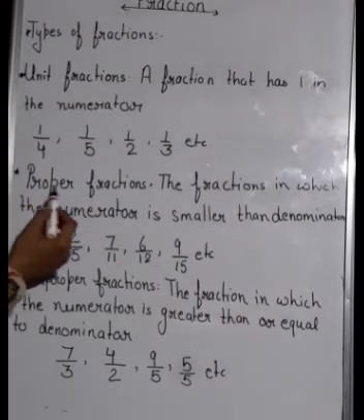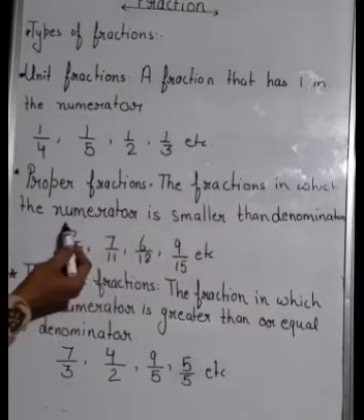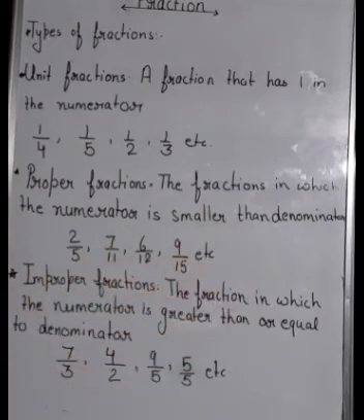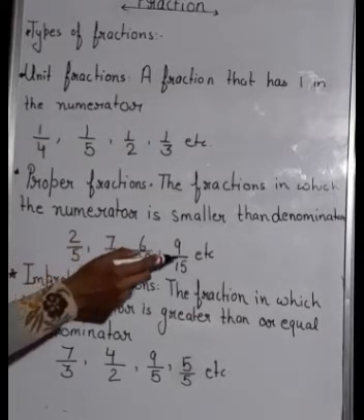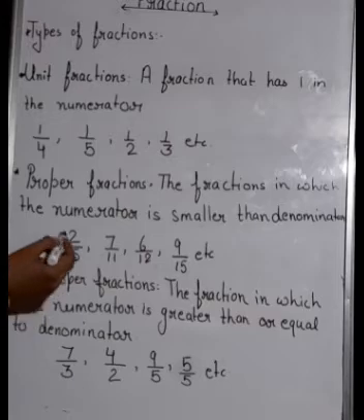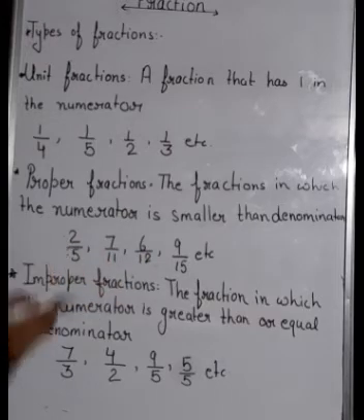Okay. Next is your proper fraction, the fraction in which the numerator is smaller than the denominator. So if the numerator is smaller than the denominator, then the fraction is said to be a proper fraction. Now see, 2 upon 5, 7 upon 11, 6 upon 12, 9 upon 15. In all of them, the numerator is smaller than the denominator.